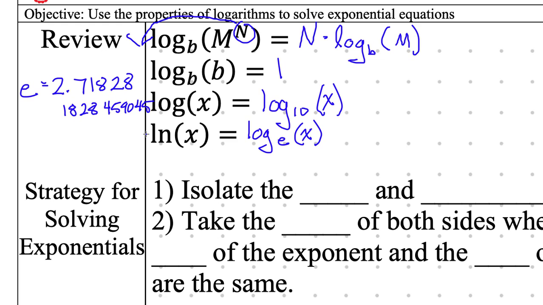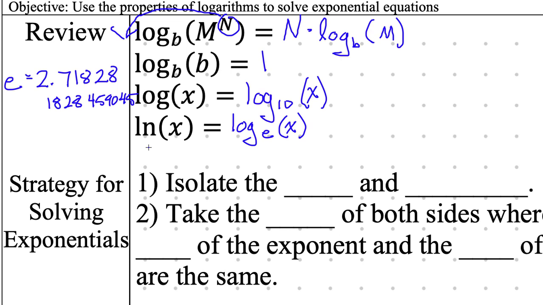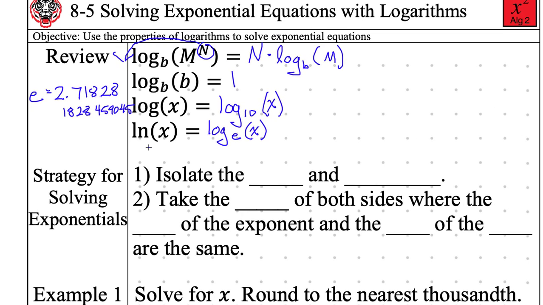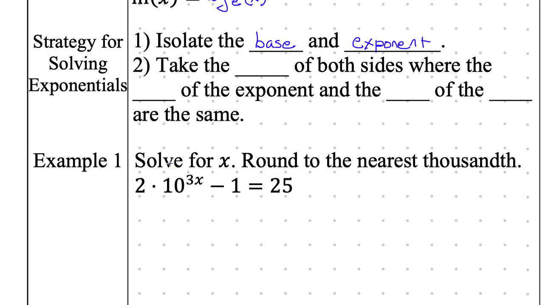Anyway, strategy for solving exponentials. This is the general procedure that we're going to be doing. First, you're going to isolate just the base and the exponent. What I mean by that is down here in example 1, I have a base of 10 and a power of 3x. Get rid of the 1 and the 2 first by using your normal algebraic properties. Add 1 to both sides, divide both sides by 2 to isolate that base and the exponent.